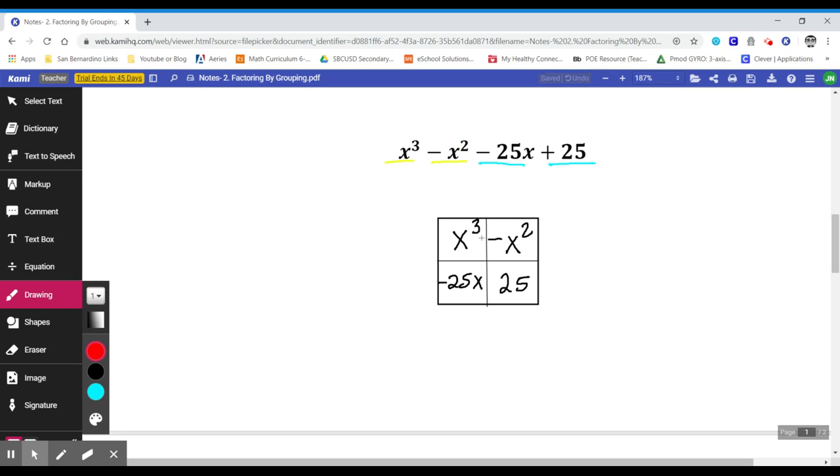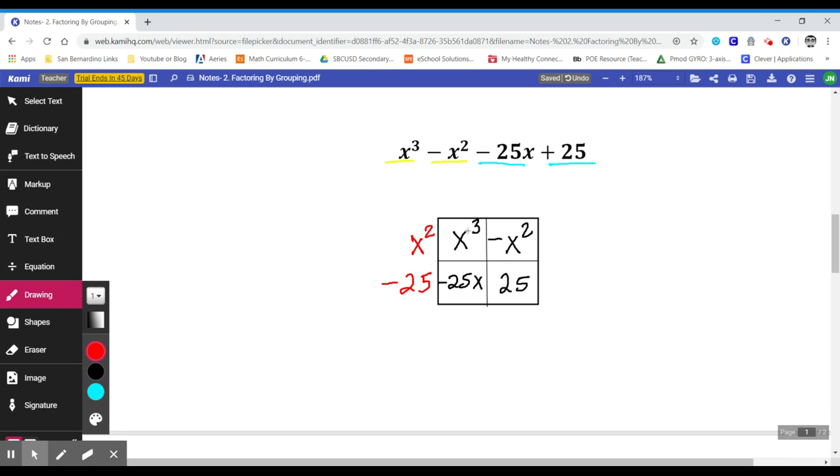So on these two, as you can see, you can take out from both of them x to the power of 2. So I'm going to put x to the power of 2 on the left-hand side. From these two, I can take out a 25. But if you remember from the last lesson, if the first number is a negative, then you should also take that negative on the outside. So I'm going to take it out as x squared minus 25.